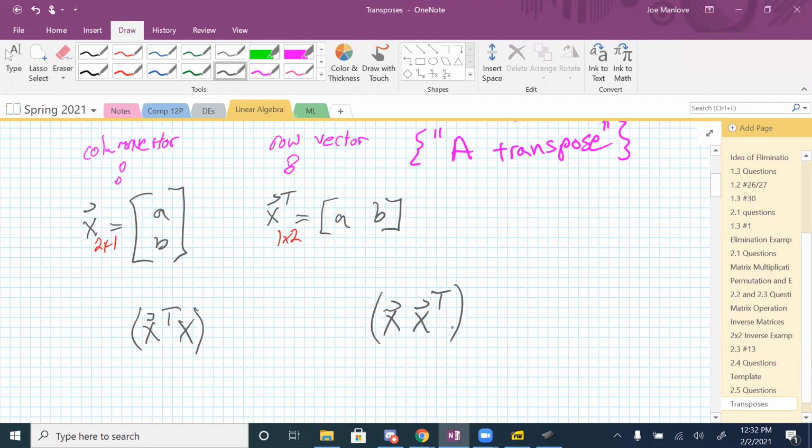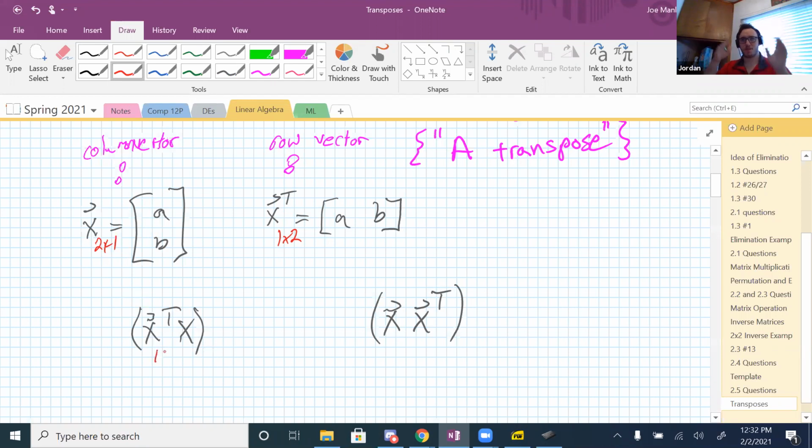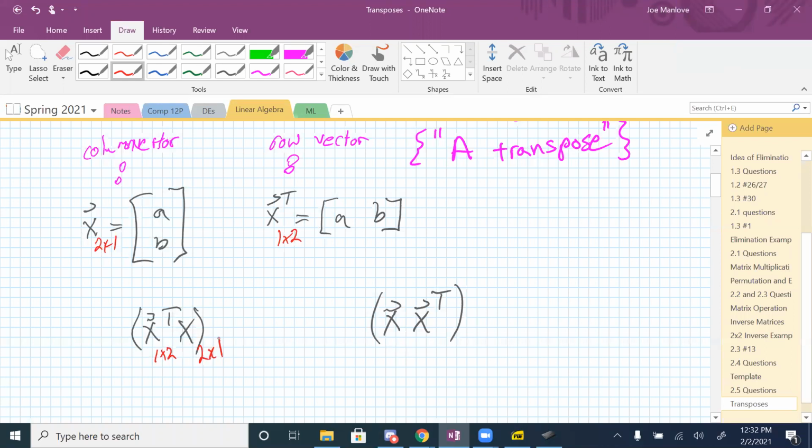Two by two and a 1 by 1. Okay, which one's which? The one on the left is a 2 by 2. I think that one's a 1 by 1. Yeah, because the outsides of the number by number, the outsides of that when you're multiplying is what is the new matrix. Okay, yeah, that's right.